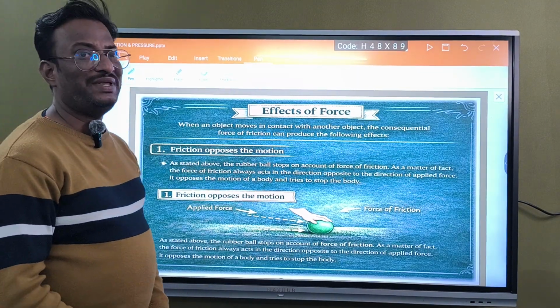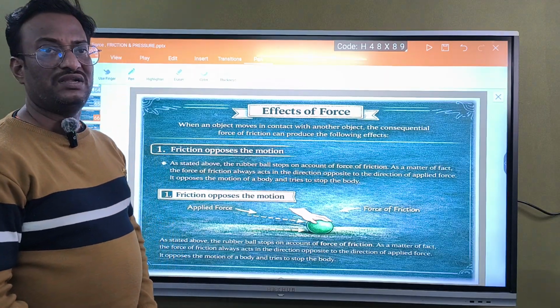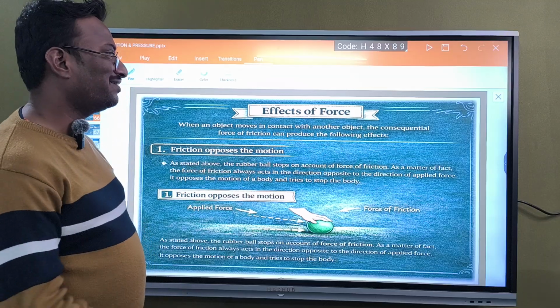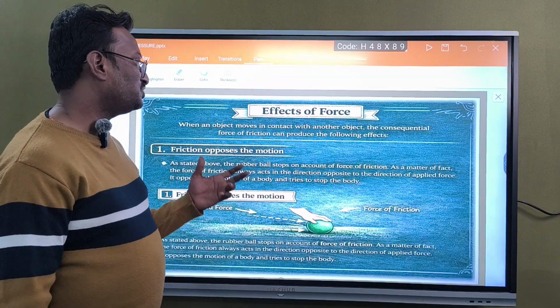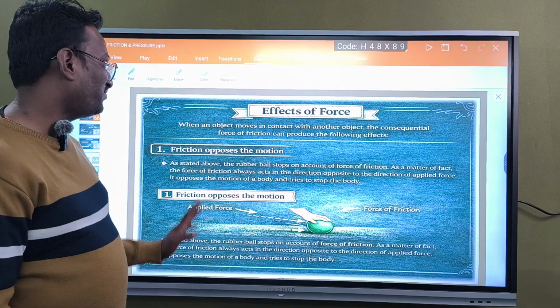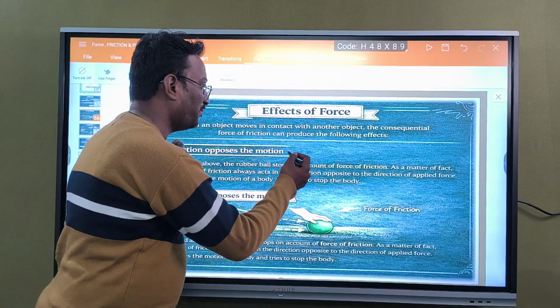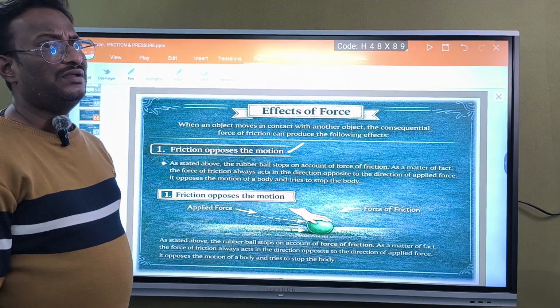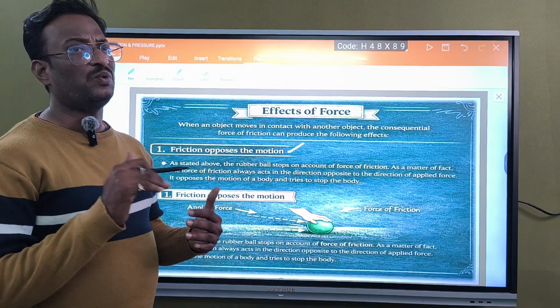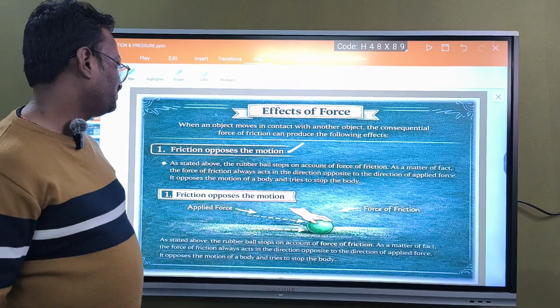Effects of friction. What will be the effects of friction? When an object moves in contact with another object, the consequential force of friction can produce the following effects. Number one, friction opposes the motion. It will oppose the motion, restrict the motion, resist the motion.